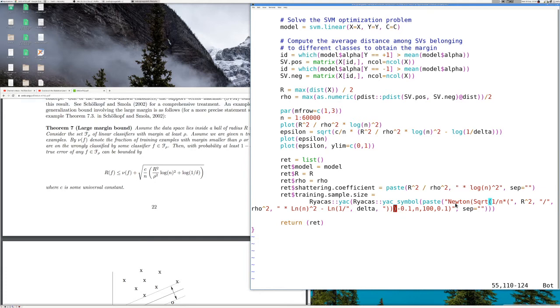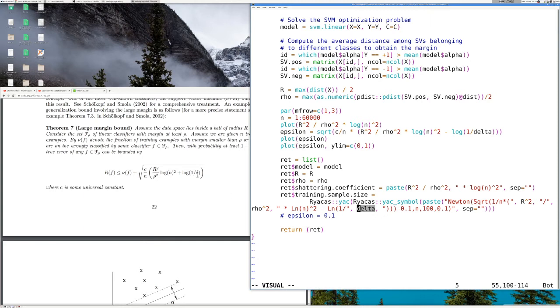What I did was this. For me, when this term equals 0.1, that's why I'm just subtracting 0.1, because the Newton-Raphson method is going to solve this for 0. So I just decided to use 0.1. What that means is basically the result of all this is going to be the training sample size to ensure epsilon equals 0.1. Of course, for a given delta.